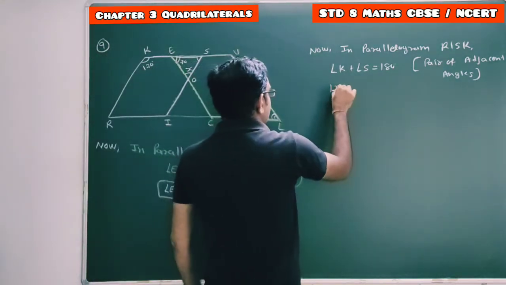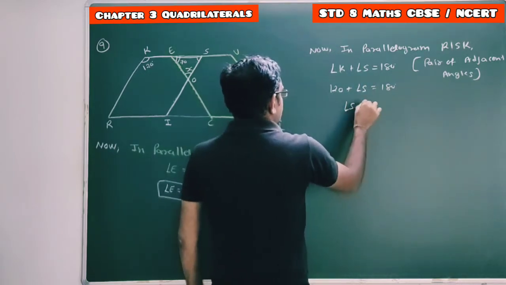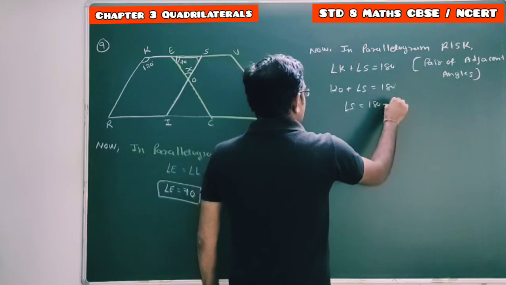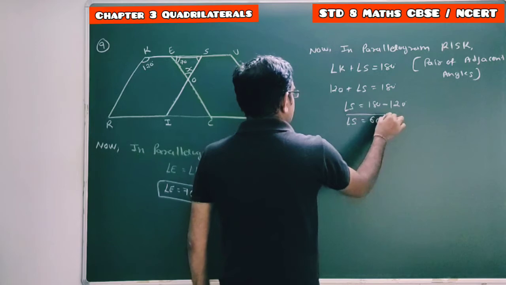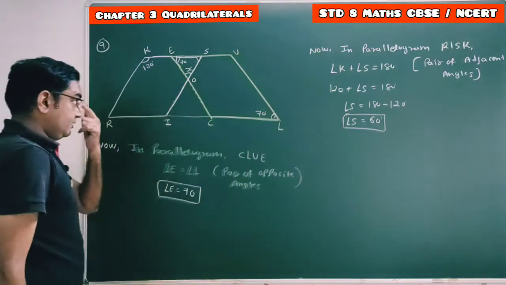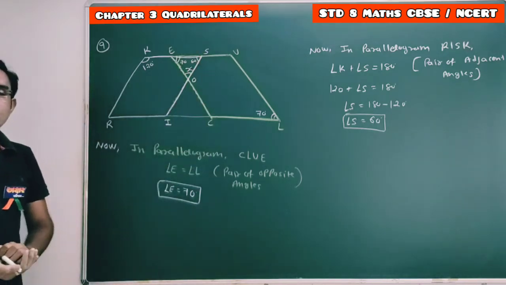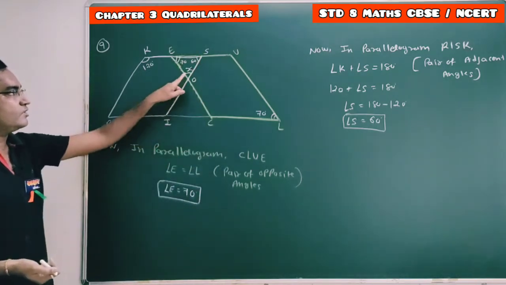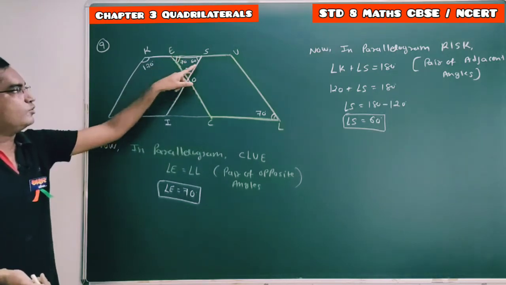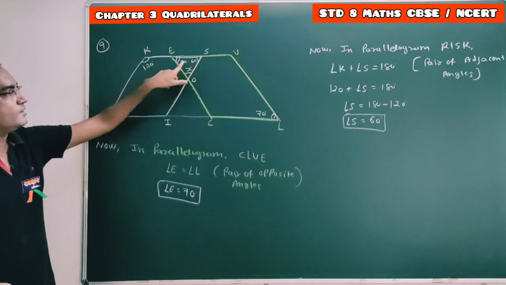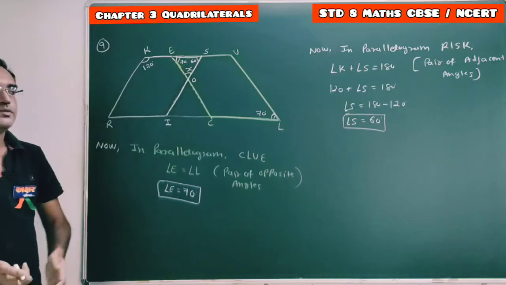So measure of angle K is 120 degrees. Angle S is unknown. So angle S is nothing but 180 minus 120. So measure of angle S is 60 degrees. So here measure of this angle will be 60 degrees. Done. What is the question? Question is find the value of this unknown x. X is one of the angles of triangle EOS. So in triangle EOS, 3 angles are there. One is 70 degrees, one is 60 degrees. We have to find the measure of this third angle.